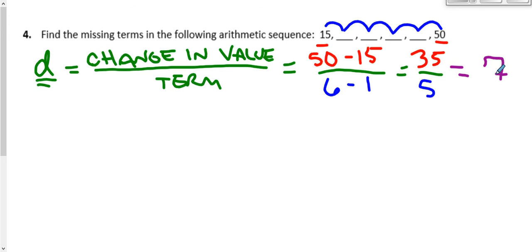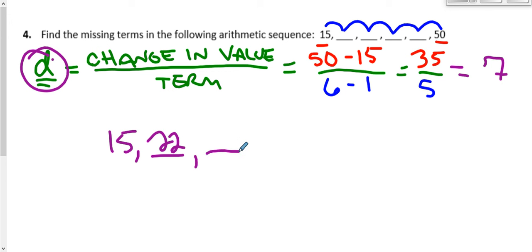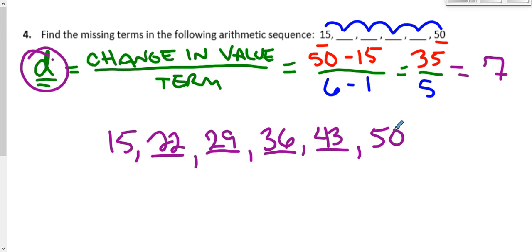It gives us the number 7, and that's our D value, which means to get from term to term, all I have to do is add 7. So if we start with the number 15, the next term would be 15 plus 7, which is 22. The next one would be 22 plus 7, which is 29. Then plus another 7, we get 36. Plus another 7, we get 43. And plus one more 7, we end up at the number 50 that we started with.